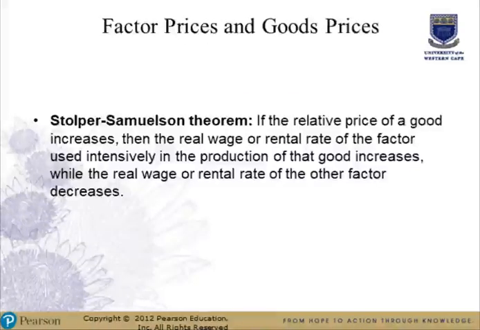The conclusion we just had is in line with the Stolper-Samuelson theorem. The Stolper-Samuelson theorem states that if the relative price of a good increases, then the real wage or rental rate of the factor used intensively in the production of that good increases, while the real wage or rental rate of the other factor decreases. Thus, owners of one factor of production gain, whilst owners of another factor are made worse off.